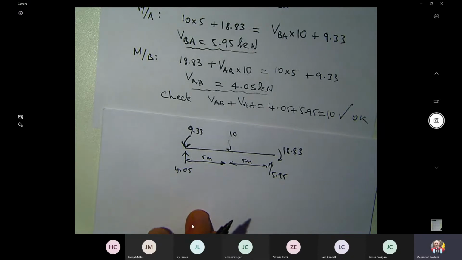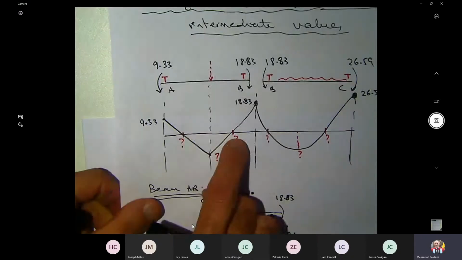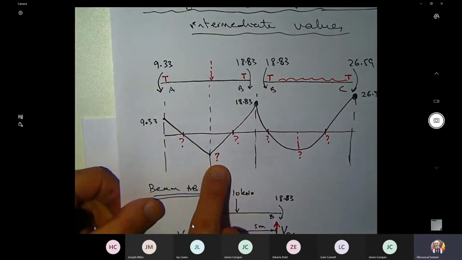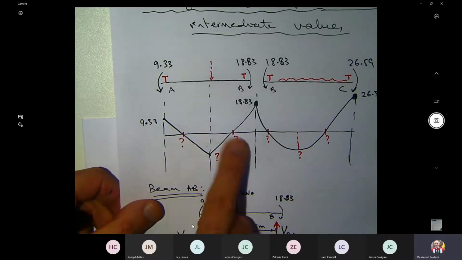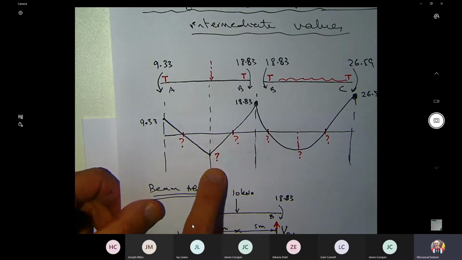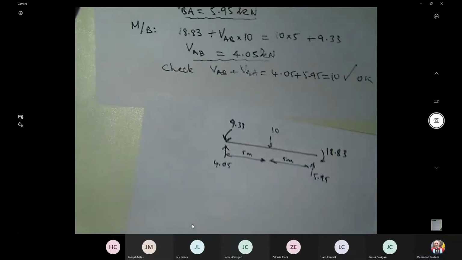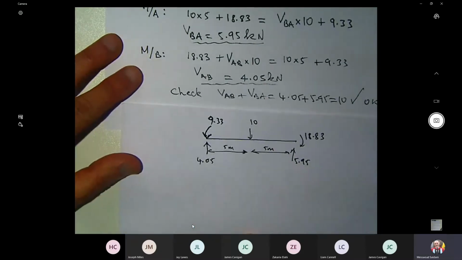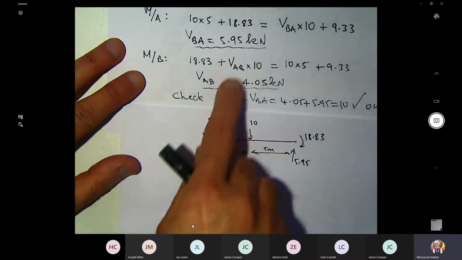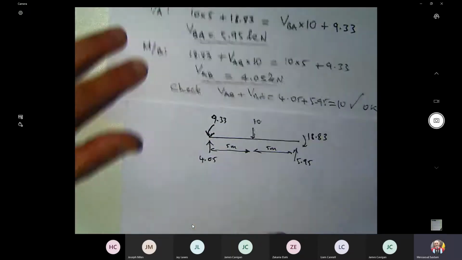Remember what we are after. We're after this point here. That's what we are after. Yeah, we want to know the position of the points of contraflexure and the maximum moment. Any questions on the reactions, please? Clear? Okay.